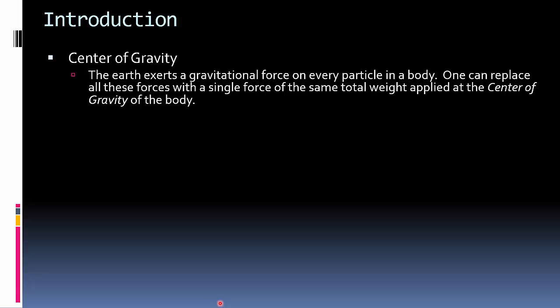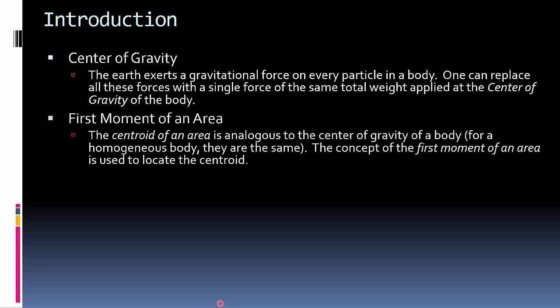Well, it turns out that you can replace all the individual forces on each particle with a single force of the same total weight applied at the center of gravity of the body. So that's the center of gravity. First moment of an area. The centroid of an area is analogous to the center of gravity of a body. Okay, and it turns out for a homogeneous body, they're actually the same place. The concept of the first moment of an area is something that we're going to use to locate the centroid.